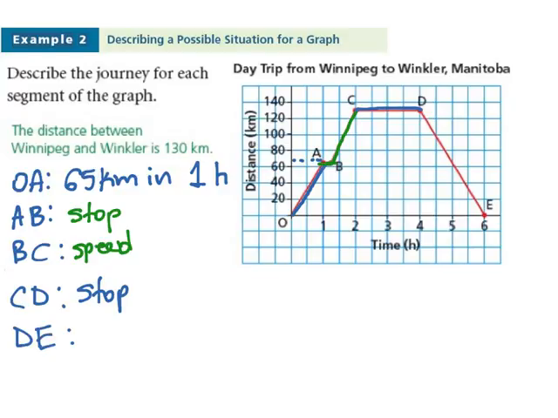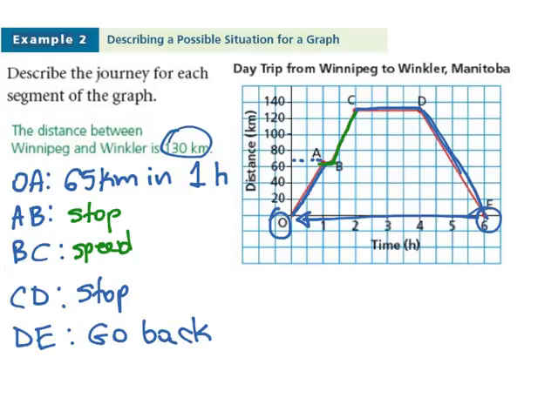we go back. We go back because we notice that distance is decreasing up to the value of, in this case, 0. So we have to be going back. Notice, the distance from Winnipeg to Winkler is 130 kilometers, and the graph right here reads approximately 130 kilometers.